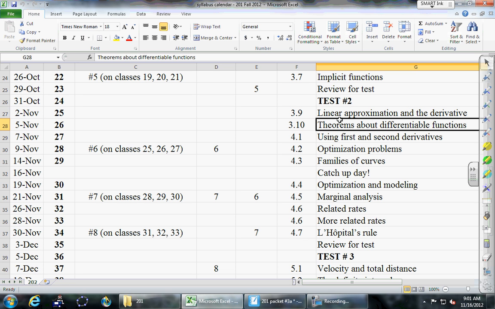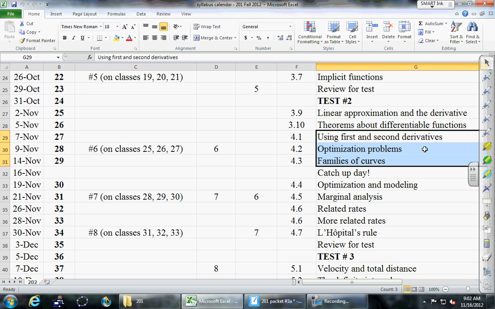Then we had this next section about theorems about differentiable functions. There was the mean value theorem and the racetrack principle theorem. There were some tricky questions in that section's homework, but to be honest, I don't think either of those theorems is super important for us relative to the previous 3 days before this one. We had using first and second derivatives. That was about the first derivative test and second derivative test and local extrema.